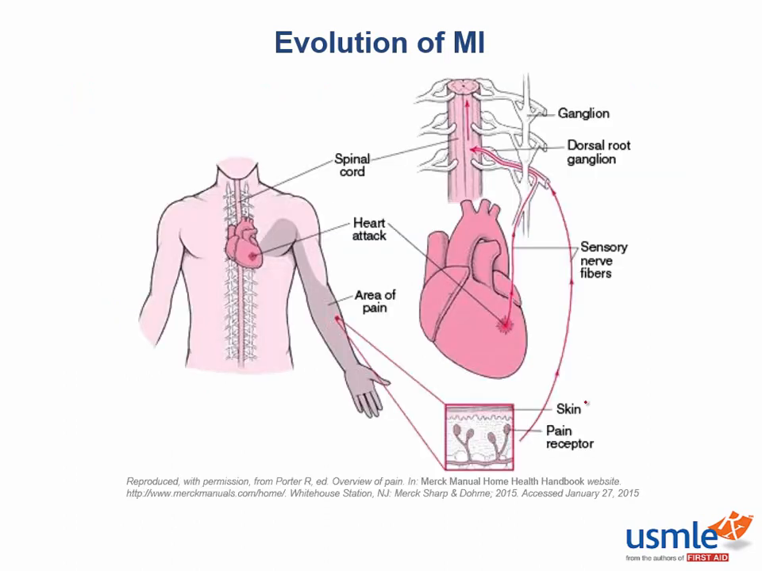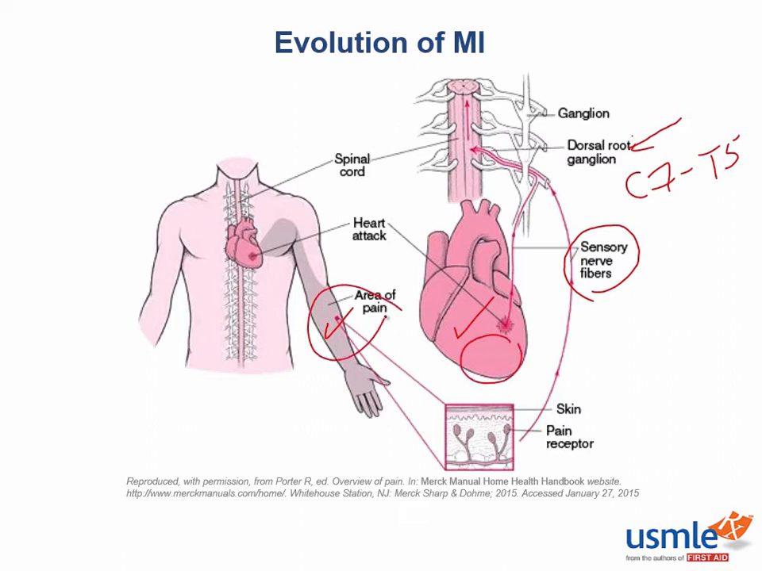The referred pain classically describes pain radiating into the arm. Why does this occur? This occurs because the afferent sensory fibers from the heart and from the skin of the arm both use the same dorsal root ganglion in the C7 to T5 distribution. The brain can misinterpret the afferent pain signals from the heart as also coming from the arm.